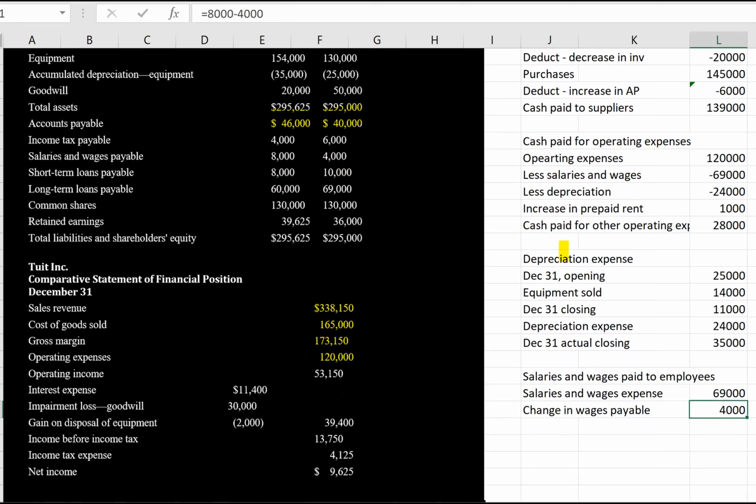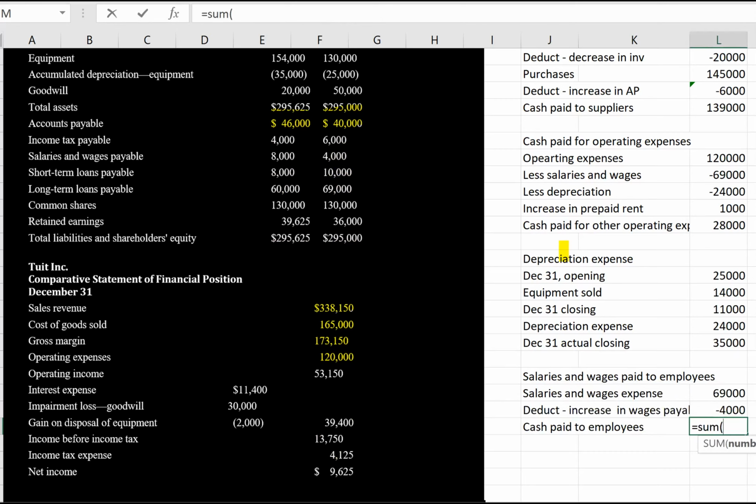So it increased by 4,000, which means that because it increased, it's not a use of cash. We're looking at a cash outflow here, so we're going to deduct it from the outflow. Again, that's where it gets confusing, whether you're adding or deducting. This is an increase in wages payable, which means we use less cash. Because we're looking at a cash outflow, we deduct it because it's that much less of a cash outflow. So the cash paid to employees is going to be the sum of these two.